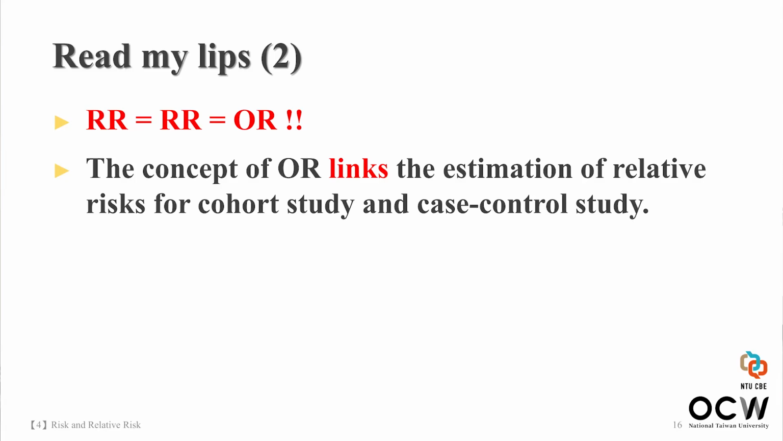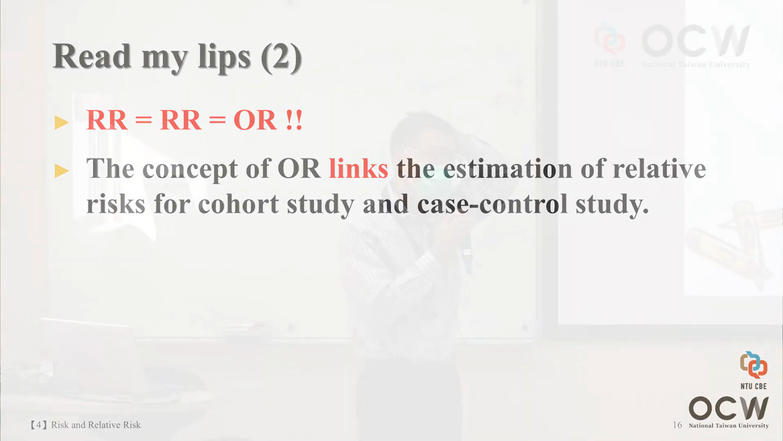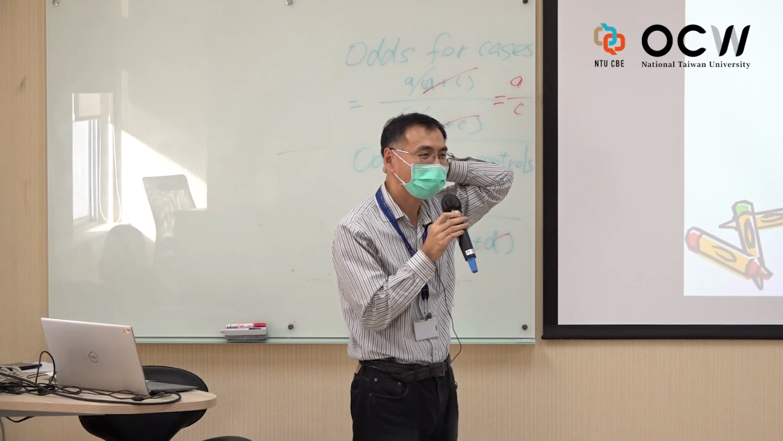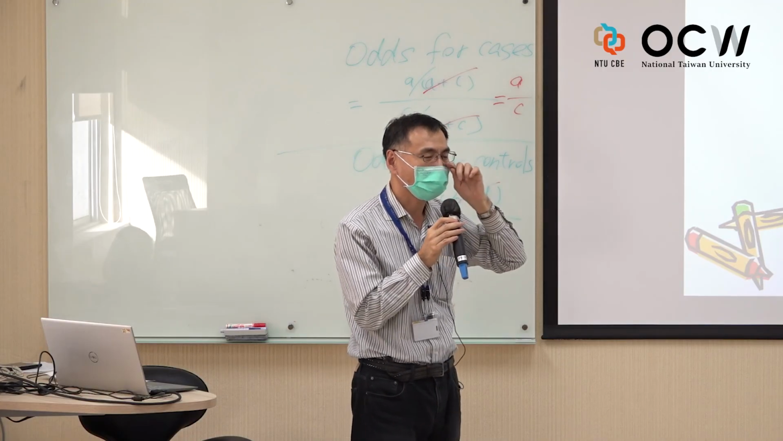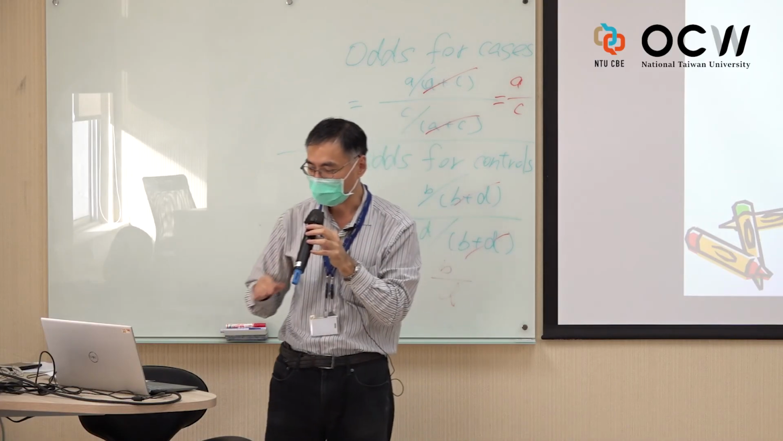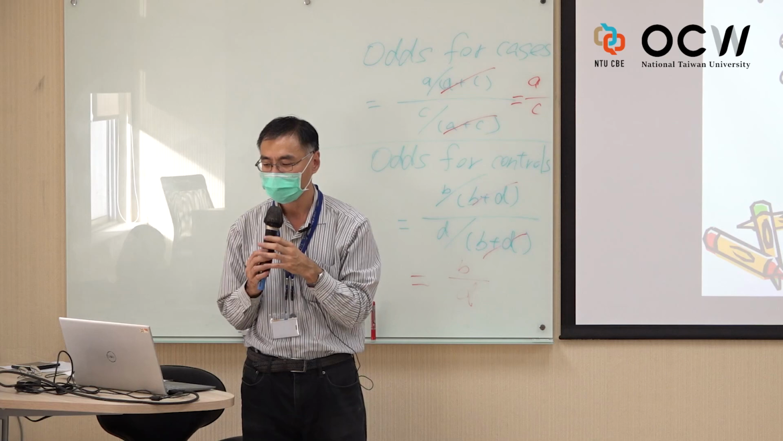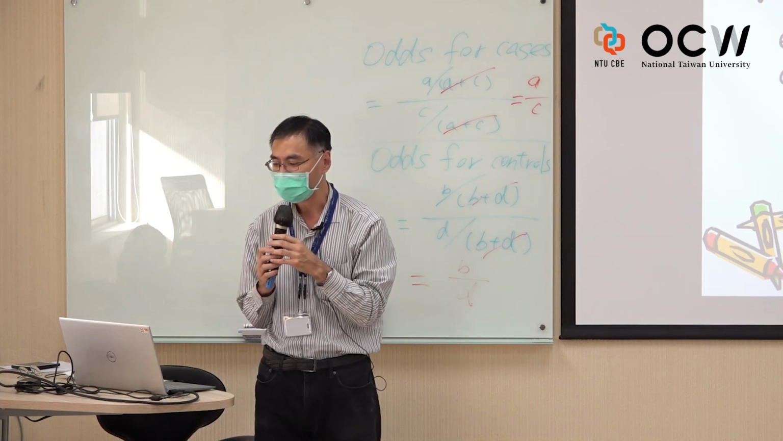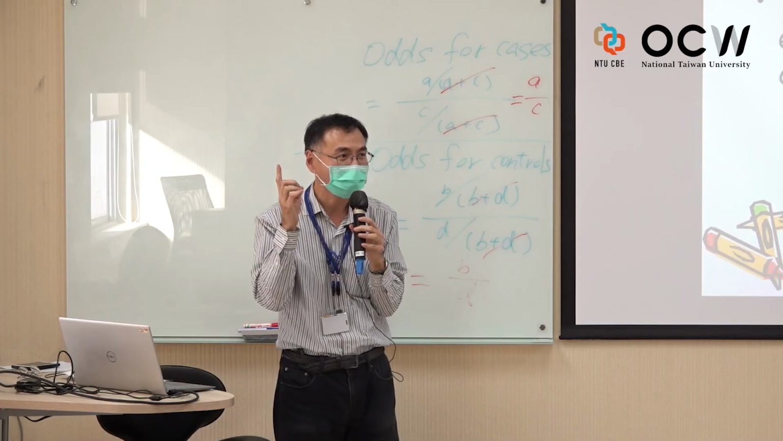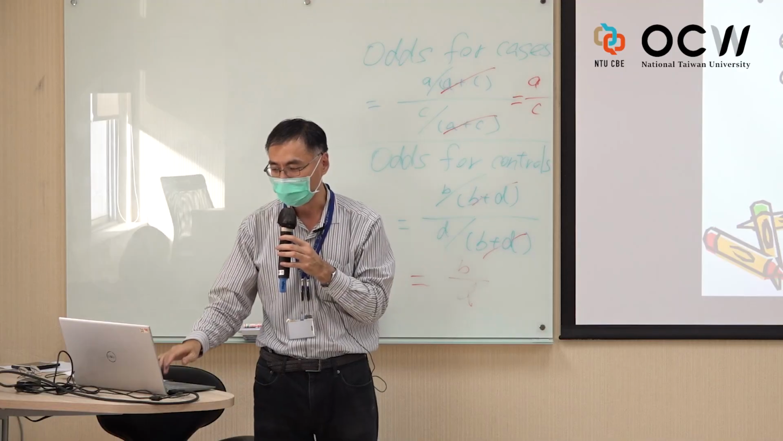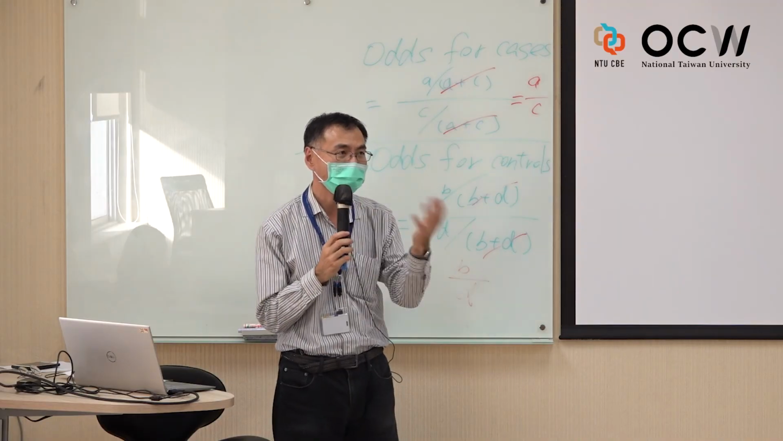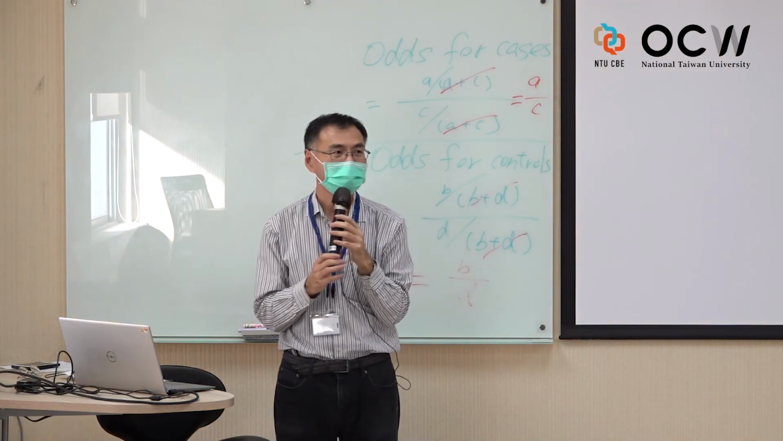Read my lips. It's very important to keep in mind that the rate ratio, RR here, for a cohort study, is an estimation of relative risk, which could be defined as the odds ratio in a case control study, or survey or cross-sectional studies. So the idea of odds is a kind of bridge to link the information or the numbers from different kinds of study design. So the concept of odds ratio links the estimation of relative risk for cohort study and case control study. Only a single number to give us some idea about what happened behind the complicated numbers.